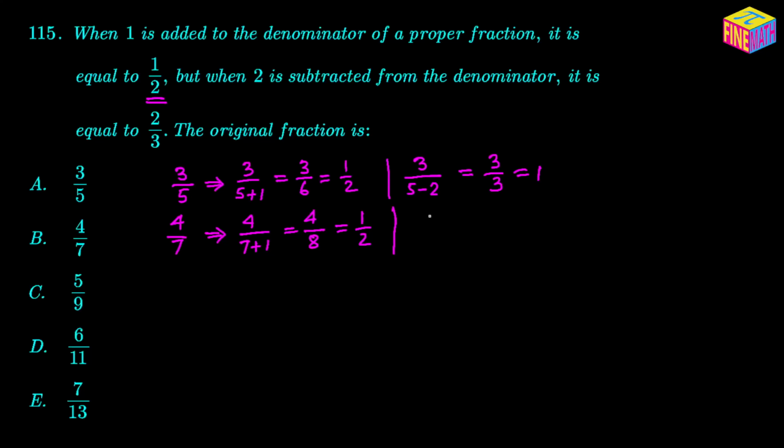How about the second criteria? Well, we have to subtract 2 from the denominator, so that would be 4 over 7 minus 2, that would be 4 over 5, and that does not satisfy the second criteria. So option B is also not going to work.